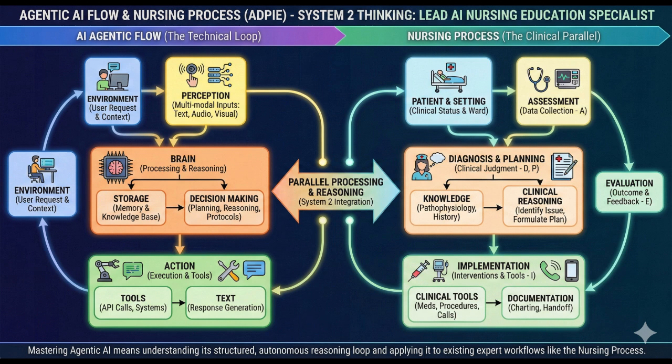Step 1. Where it all begins. AI Agentic Flow. The environment. Explanation: This is the space where the AI lives. It includes a user's prompt and the current situation. Example: someone typing, "Book me a flight to Dubai for tomorrow."